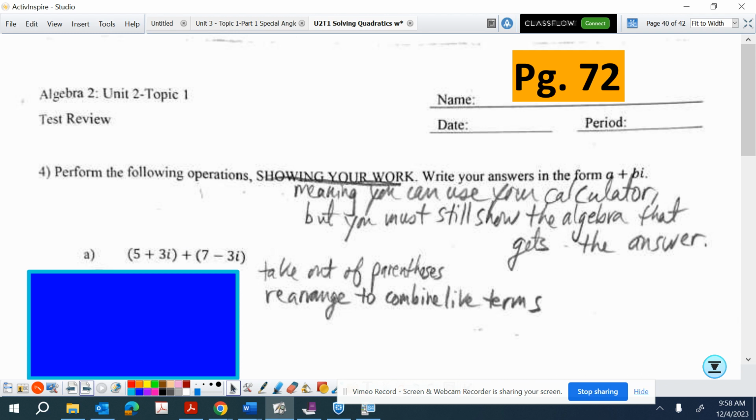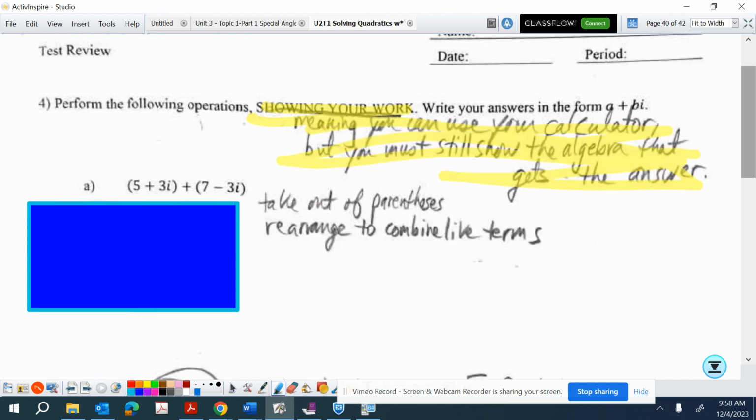Page 72, our last page. Now, I'm going to show you how to do this in your calculator, but notice how it says you must show your work. So you're only going to use the calculator to check your answer. So first, let's do the math.